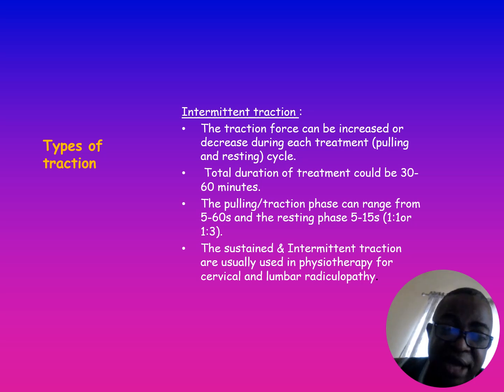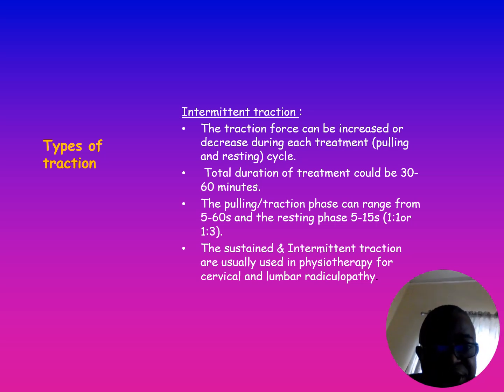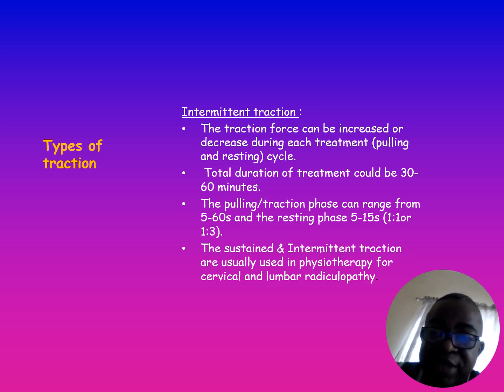And sometimes you can calculate this as a ratio. All right, the pulling and the relaxing phase, you can put it in a ratio of 1:1 or 1:3 or 3:1, depending on how the patient is doing. For example, if a patient comes and the pain is still a bit of a problem, and the radiculopathy, I can decide to use a pulling time and a relaxing time ratio of 1:1.